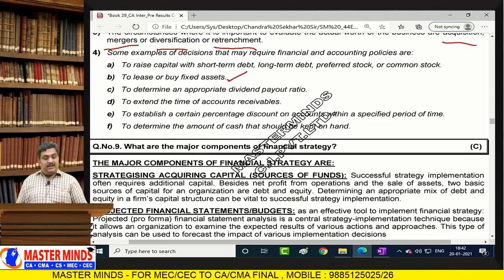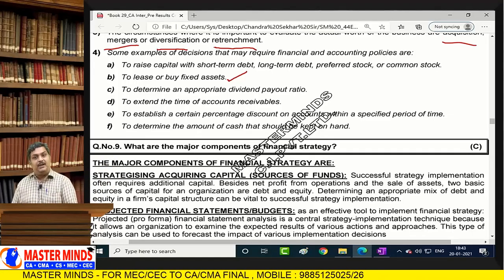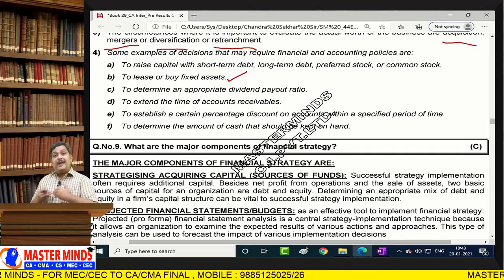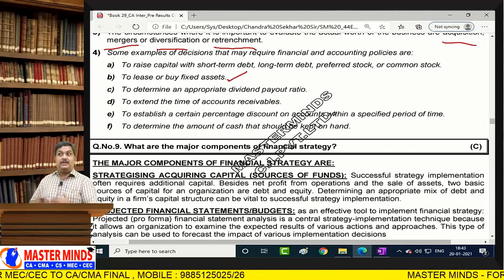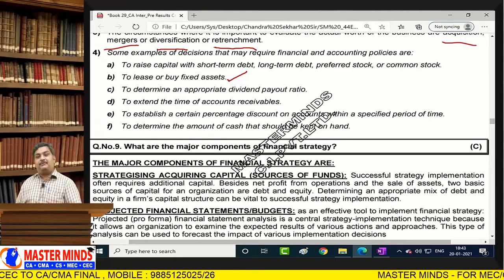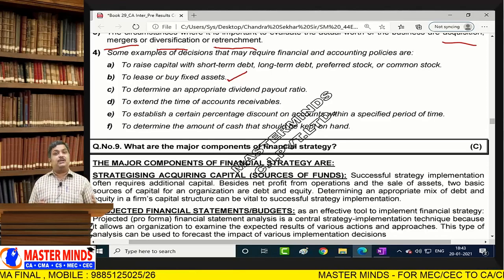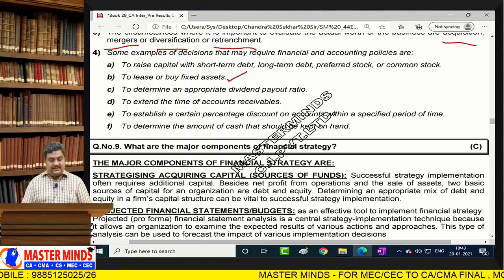And also to determine an appropriate dividend payout ratio. How much dividend has to be paid to the shareholders? How much has to be plowed back? What is the requirement of funds in the future? So all these things the finance manager has to think about and make strategies for.